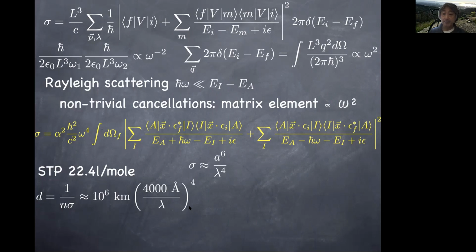Then you can just plug in these numbers. We know the Bohr radius. And for the blue light, the wavelength is about 4,000 angstrom or 400 nanometers. You plug in these numbers with the density of the atoms in the atmosphere given by standard temperature and pressure, and you can work out the mean free path of the photon, which is long, about 1 million kilometers. And this is a good thing, right? The mean free path of the photon is way longer compared to the thickness of the atmosphere, which is at most something like 100 kilometers at best.